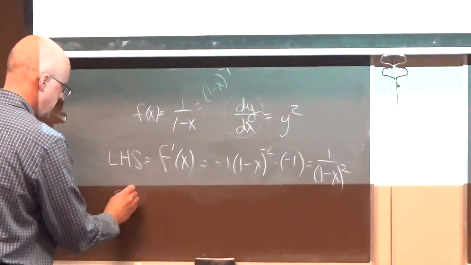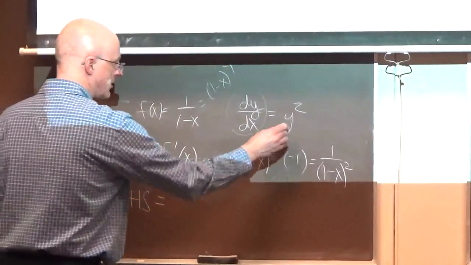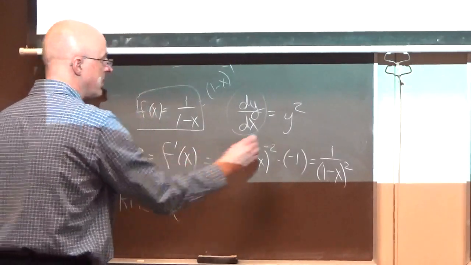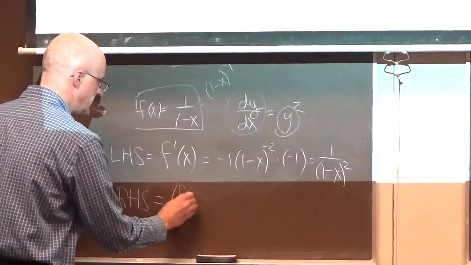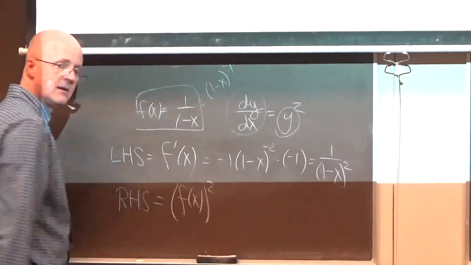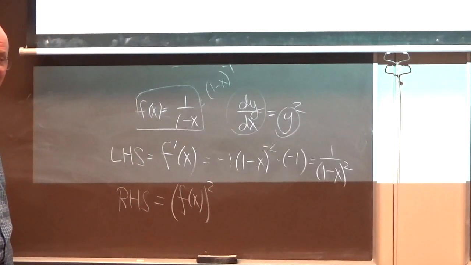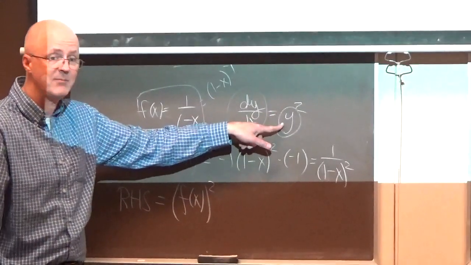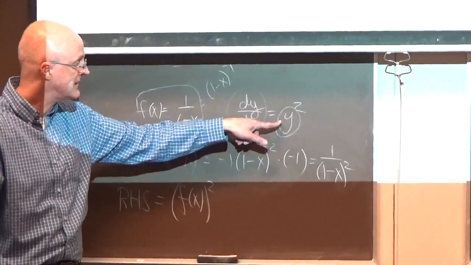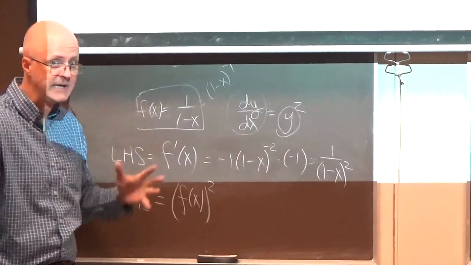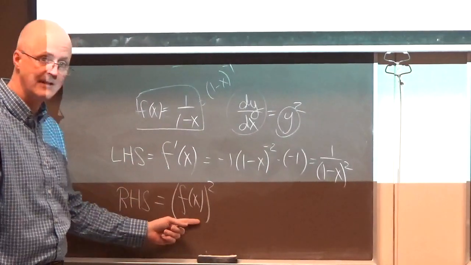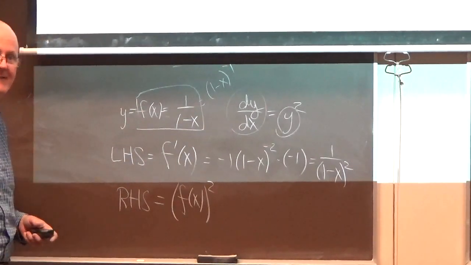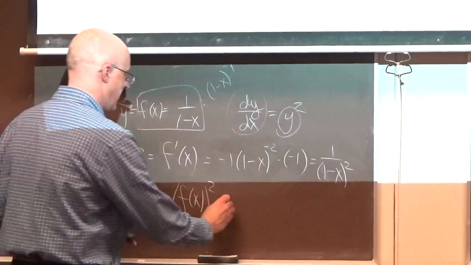And the right-hand side of the differential equation is y squared. When you plug in the function, that means replace y with the function. I need to figure out f of x squared. You plug it in place of y, which means you need to take the function and square it. That's the trickiest part. That's y squared, where y equals f of x.